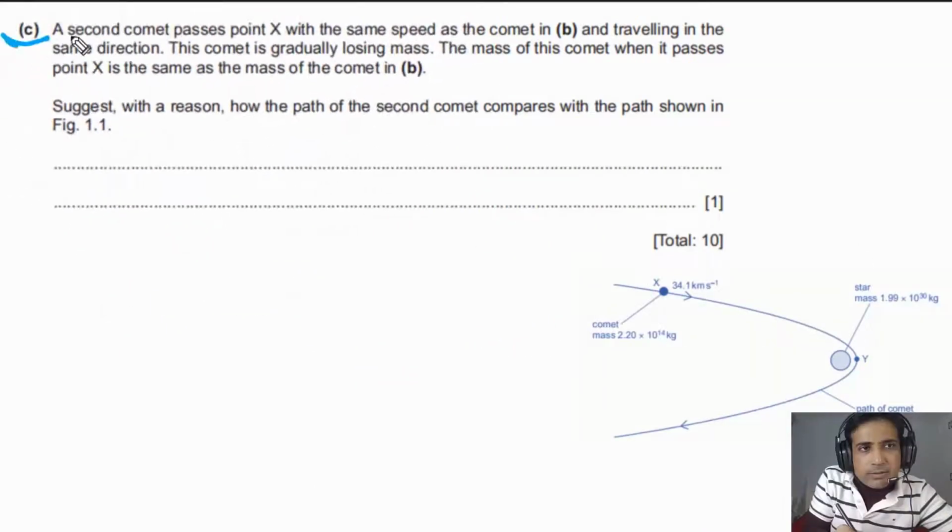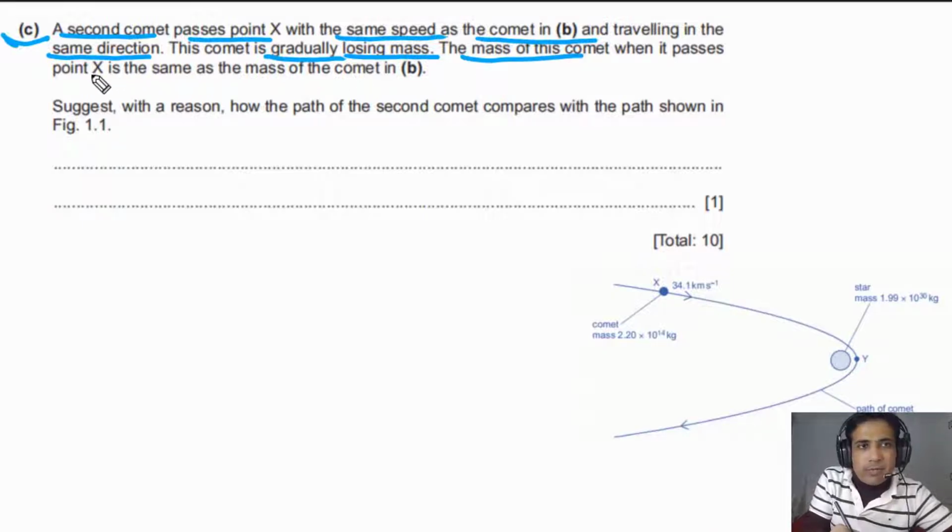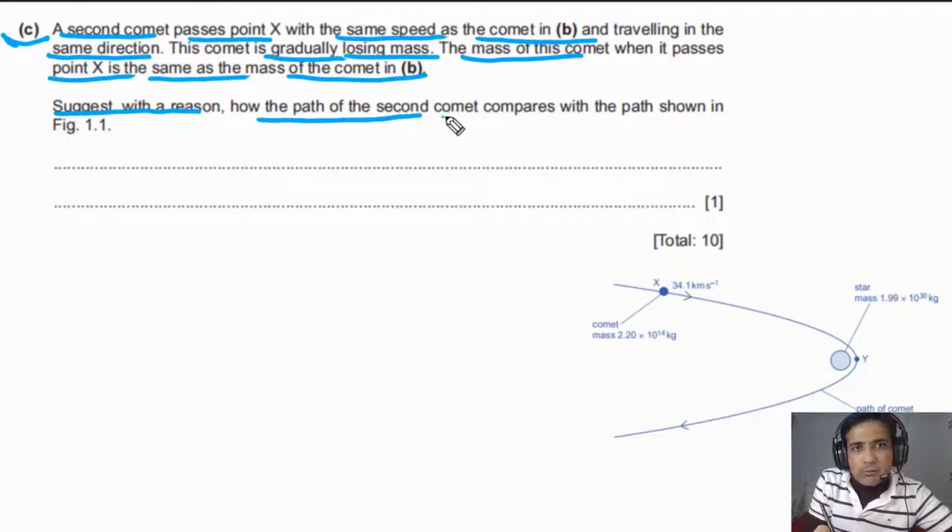For part C, it is given to us a second comet passes point X with the same speed as the comet in B, traveling in the same direction. This comet is gradually losing mass. The mass of this comet when it passes point X is the same as the mass of the comet in B. Suggest with a reason how the path of the second comet compares with the path shown in figure 1.1.